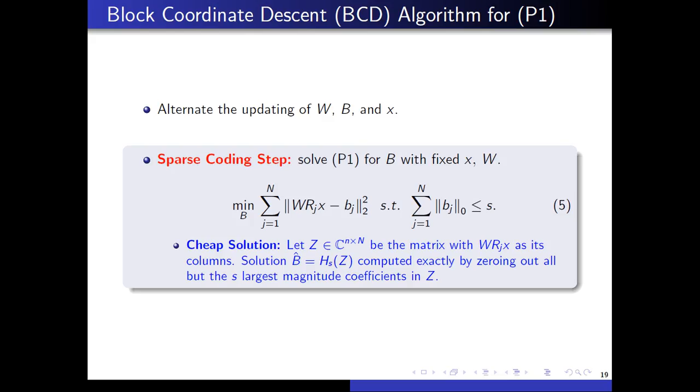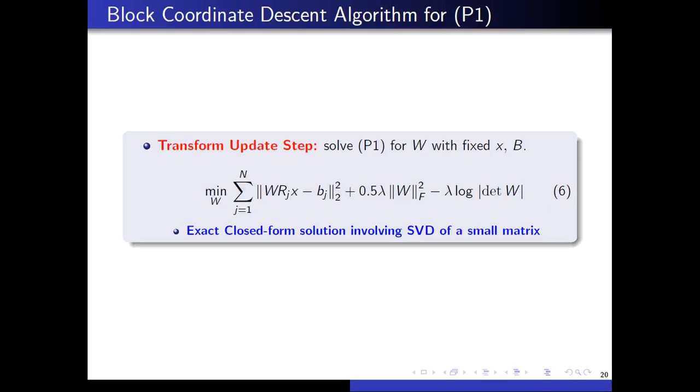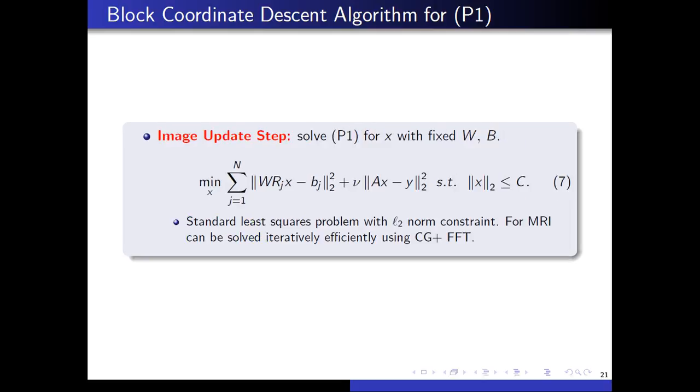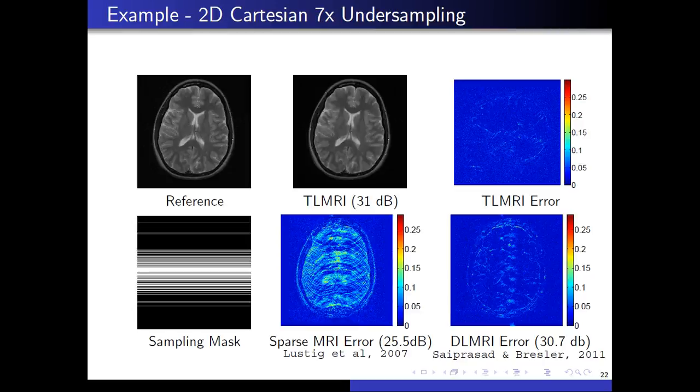And again, we do alternating solution. So suppose that you somehow guessed an initial guess for your image and transform, then you have to do sparse coding. We know this is cheap, easy thresholding. Next, you have to learn the transform for fixed sparse codes and fixed image. Again, we know how to do this. Has a closed form solution, easy. And then finally, we have to solve a least squares problem, essentially. Again, standard problem, easy. So we have easy steps, which we iterate, and we get results.